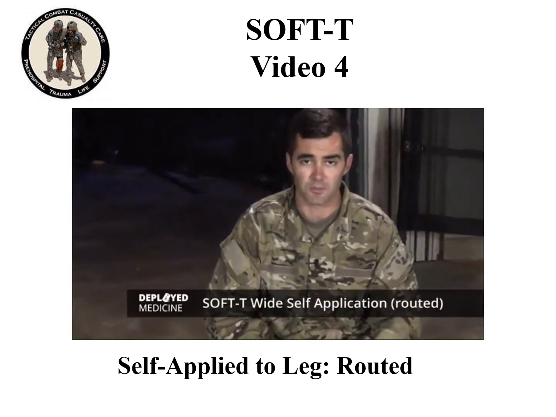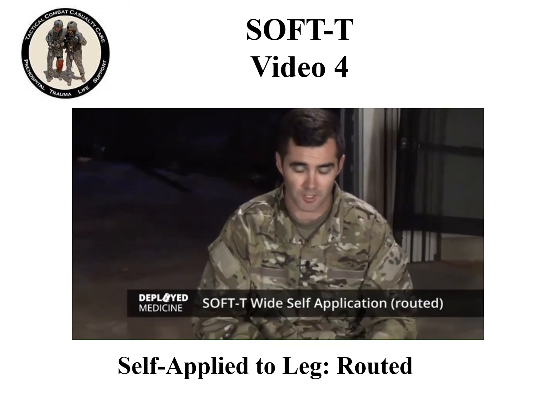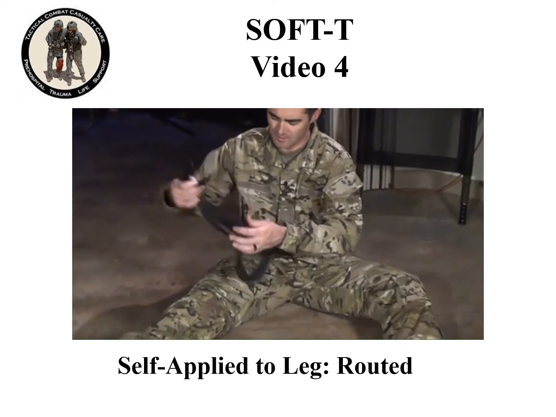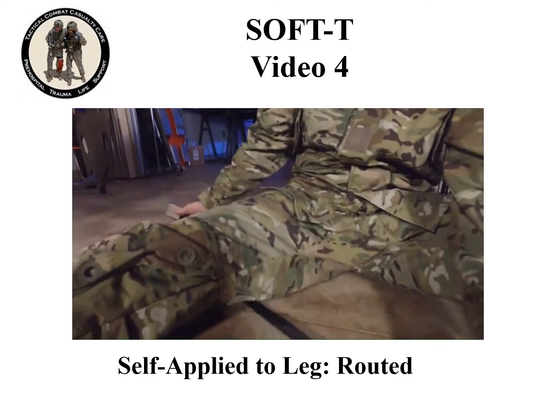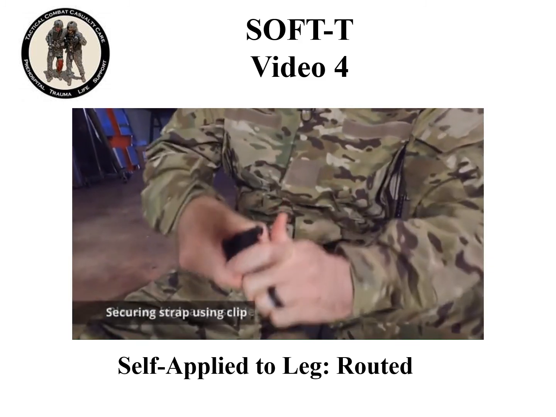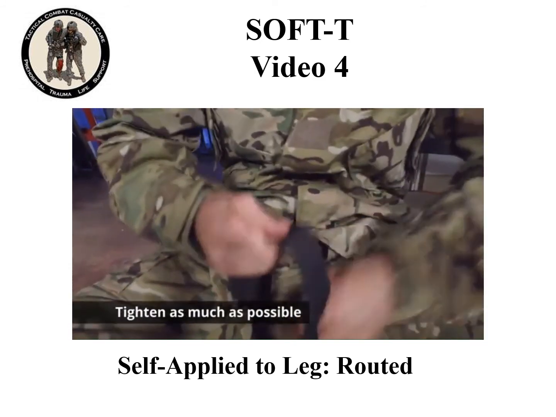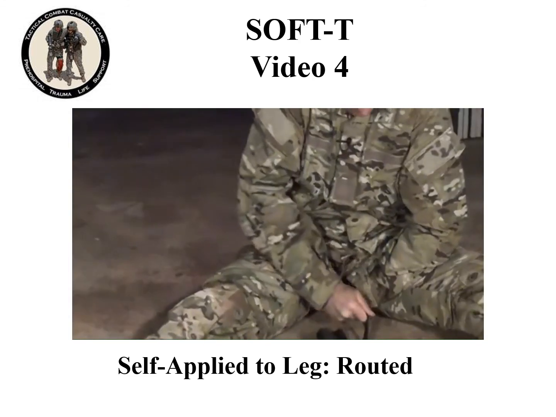We're going to talk about the Special Operations Forces Tactical Tourniquet Wide, or Soft T, self-application routed. First thing you want to do is open up the tourniquet, place it under the injured extremity, route it up as high as possible on the leg, secure the clip, tighten as much as possible. I can't stress that enough. Tighten the strap down as much as possible before you start tightening using the tightening rod.